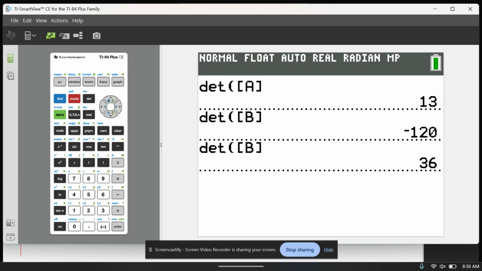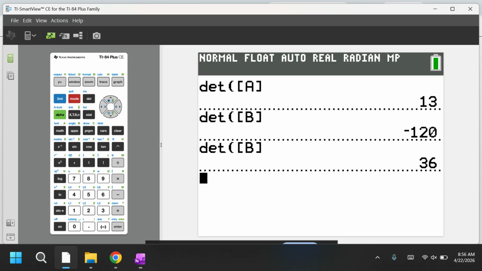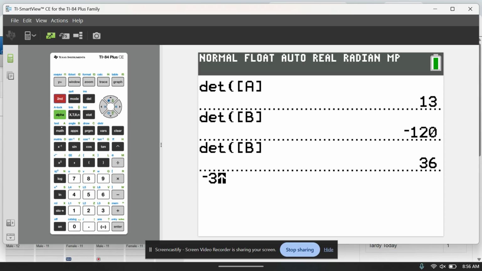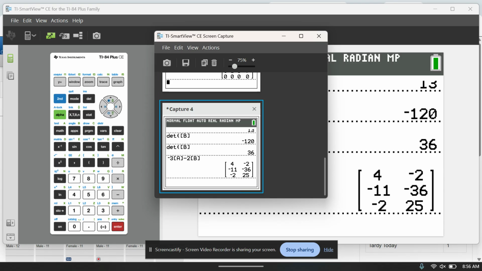Now, this is where I'm going to do that. I'm going to type in exactly how it's written in my notes there: negative 3A minus 2B. So I'm going to go to my calculator. I'm going to type a negative 3, then second matrix A, minus 2 second matrix B. And it cranks that out for us. We get this matrix here. It's left over.